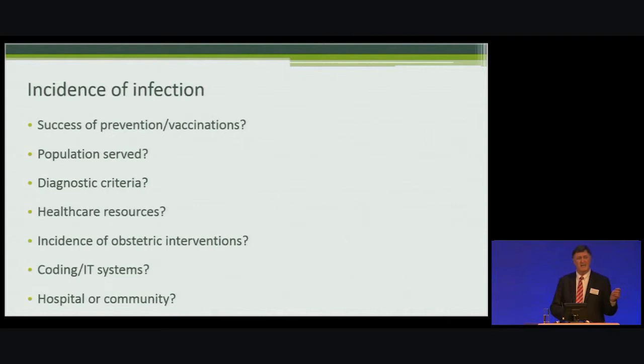There's a very strong link between infection and pregnancy and obstetric interventions. It also depends on how good our coding systems are. Just because there is a low incidence of infection reported doesn't necessarily mean that there are good clinical practices. And finally, it depends on whether you're talking about community diagnosis or hospital diagnosis. With shortened bed stay, many women are now discharged home where the diagnosis of an infection is made and it's treated in the community without any reference to the hospital in which the woman was delivered.